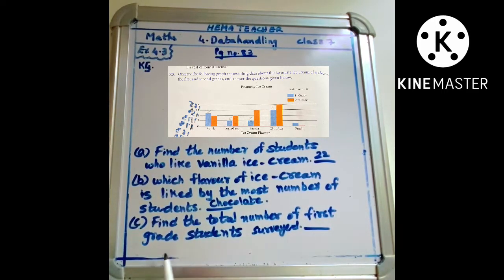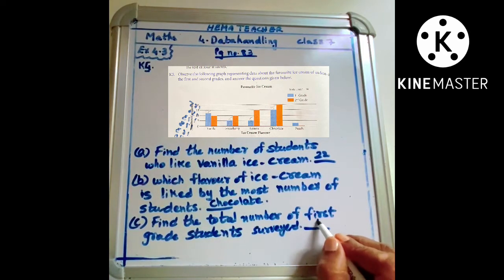C: find the total number of first grade students in the students surveyed. That is 40 students.